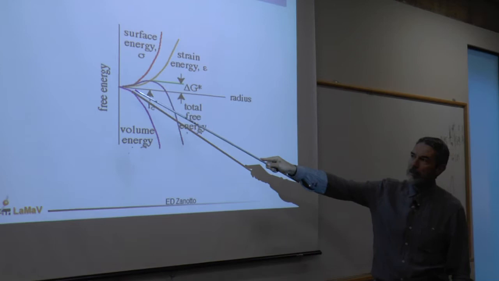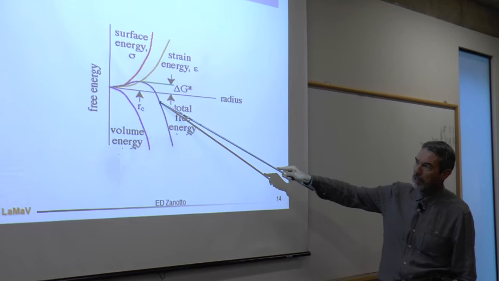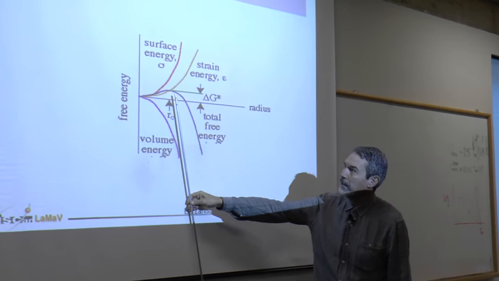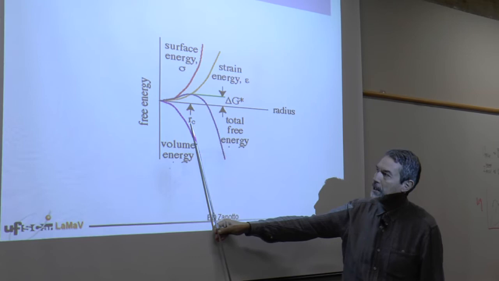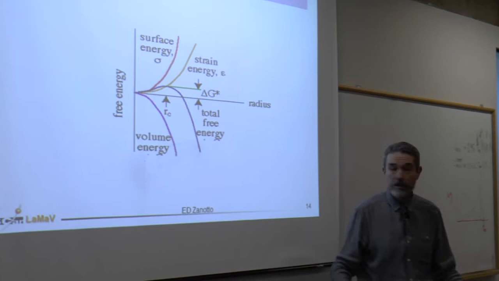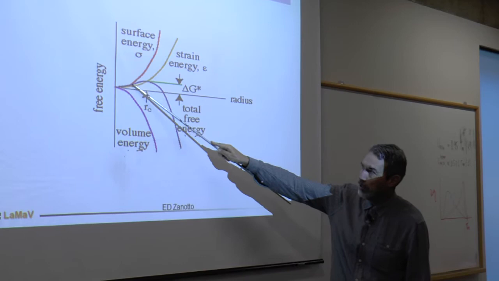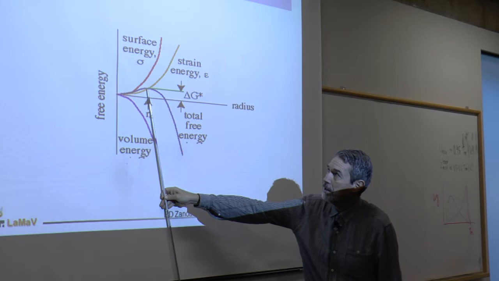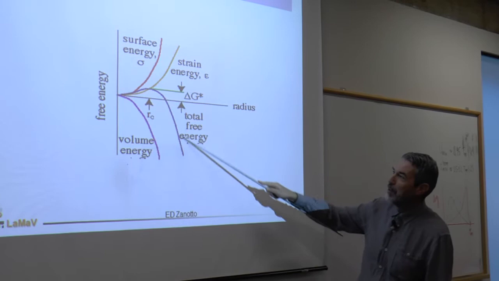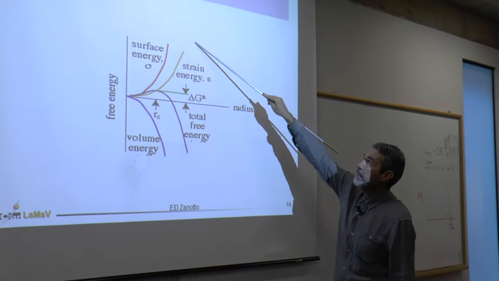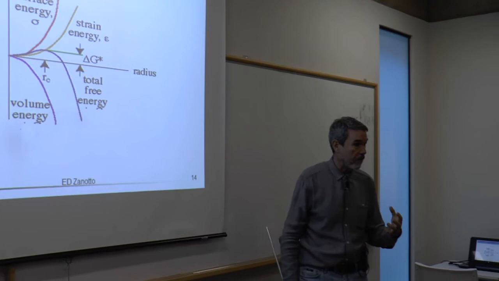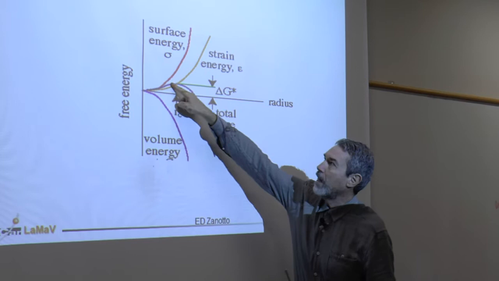This is the most important resulting curve. If the fluctuation is smaller than a certain critical size, it will dissolve back to minimize the energy. We have a gain in energy here. To minimize it, it will dissolve back. If they are larger than a certain critical size, they will grow, because then they will minimize the overall free energy by growing. This is at a certain fixed temperature. If I change the temperature, the critical size will change.